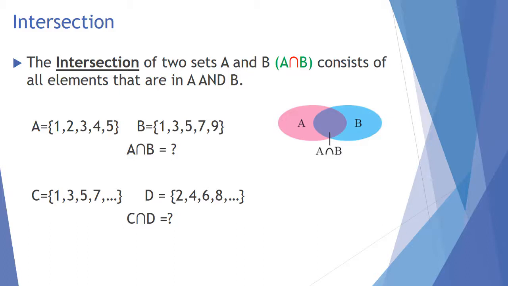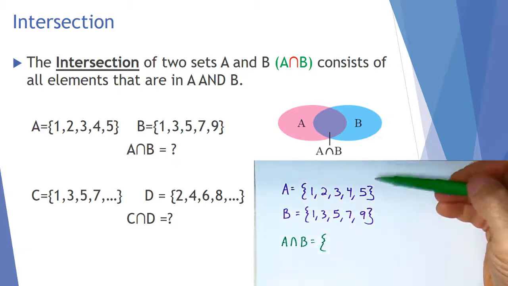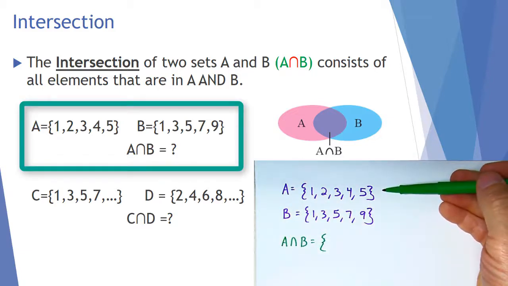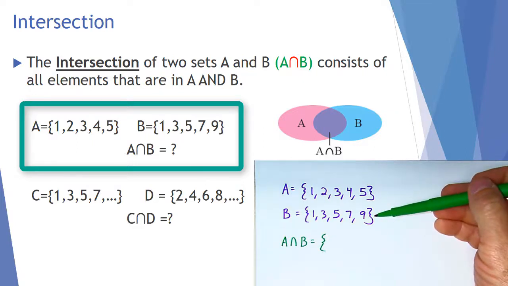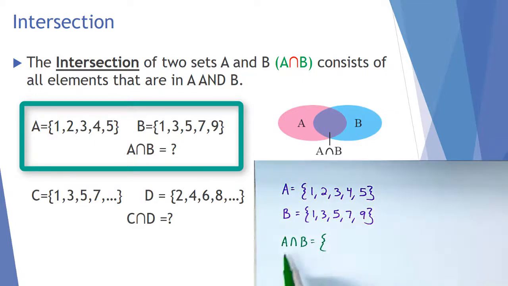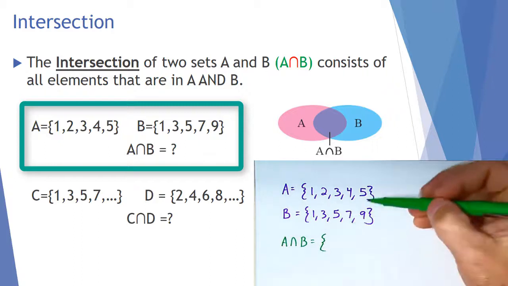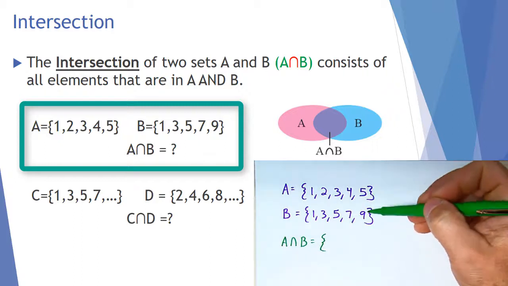That's typically going to be a smaller set. We don't want any elements that are in either. We want elements that are in both. So if once again A is 1, 2, 3, 4, and 5, and B is the set 1, 3, 5, 7, and 9, then A intersect B will be the overlap, or the elements that are in both.